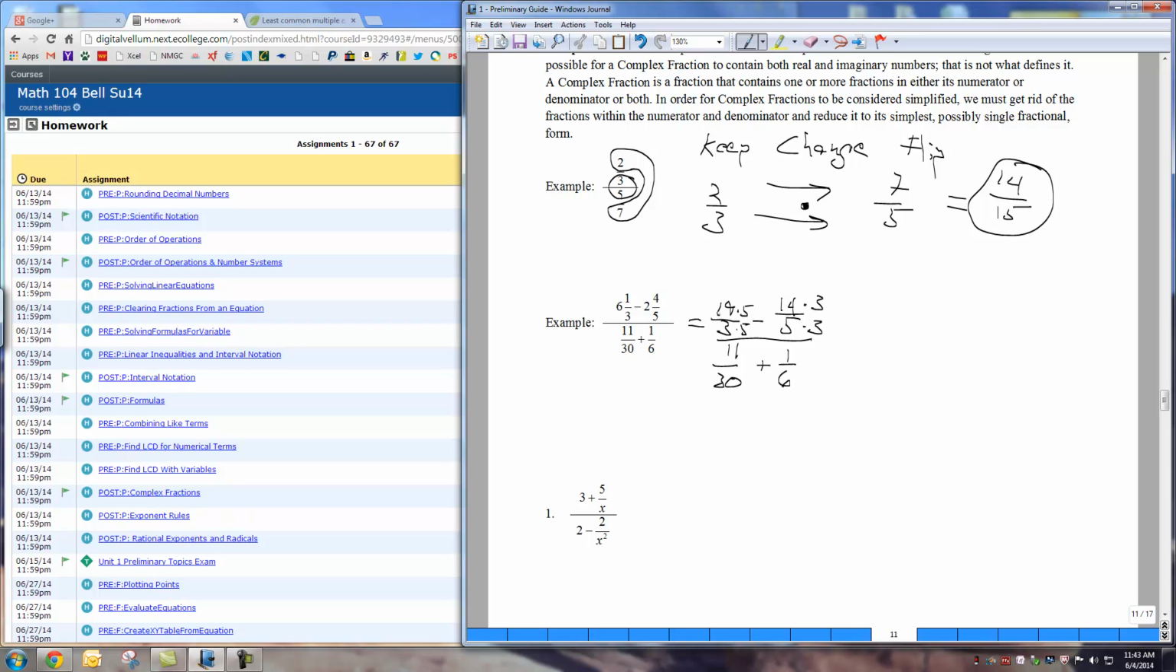You notice I'm just multiplying these numbers by 1. 5 over 5 is 1. 3 over 3 is 1. So I'm not changing the value. Anything times 1 is just itself. So now let's see what we have.